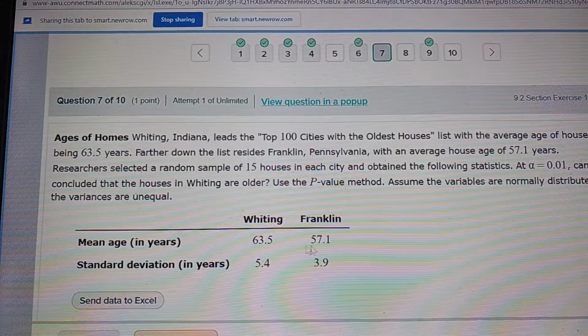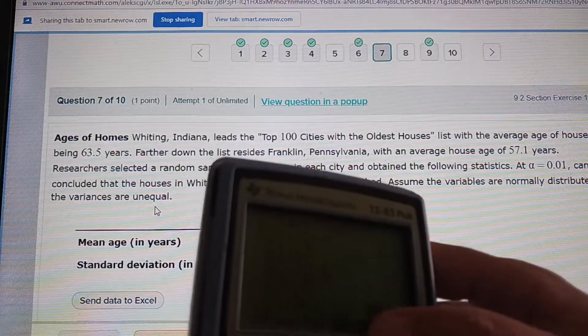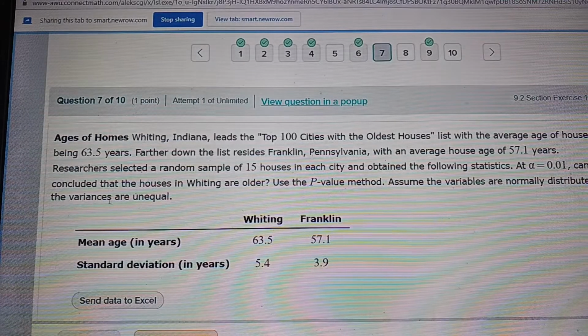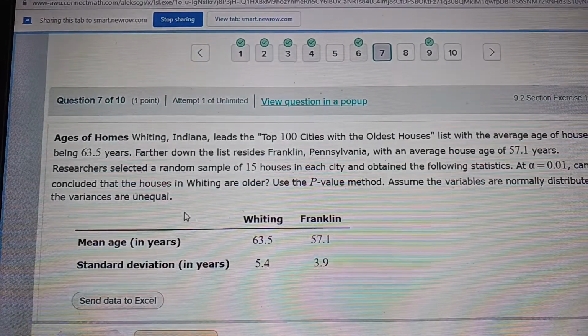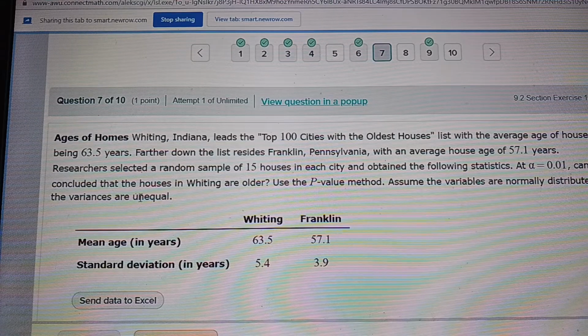And if you read in the paragraph at the very end, assume the variables are normal and the variances are unequal. The only kind of problem that mentions variances equal or unequal is a two sample t. So if you see that in the paragraph, that can be a giveaway. Oh, this better be a two sample t-test. Variances are unequal, then you say no to pooled. If it says assume the variances are equal, then you would say yes to pooled actually. This one says unequal, so I'm going to say no to pooled.